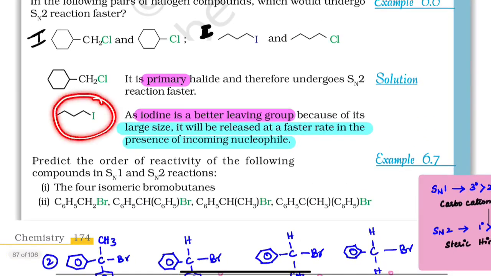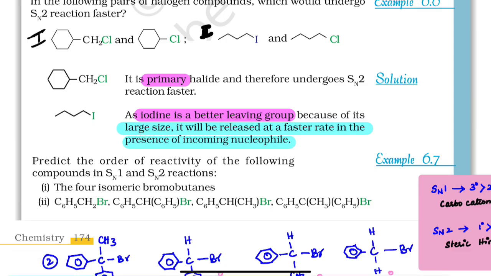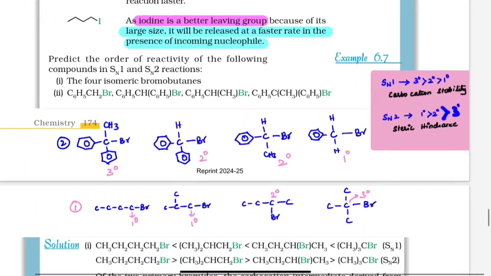So here you can see iodine is a better leaving group because of its large size. It will be released at a faster rate in the presence of an incoming nucleophile.